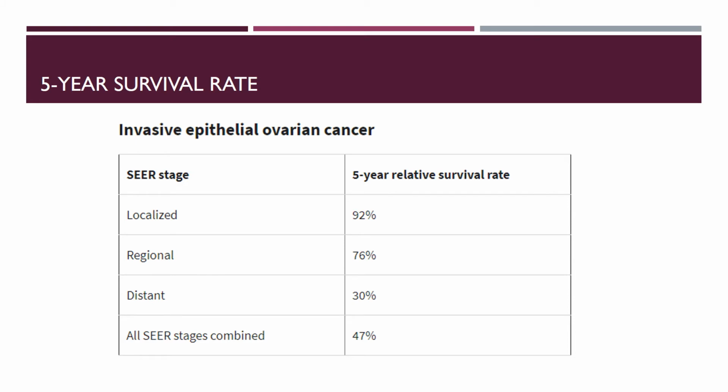And this shows, using the SEER stage method, the 5-year survival rate based on if the cancer is found when it's localized, regional, or distant, and then all SEER stages combined. You can really see how, as the cancer metastasizes, the survival rate goes down, and the death rate increases.